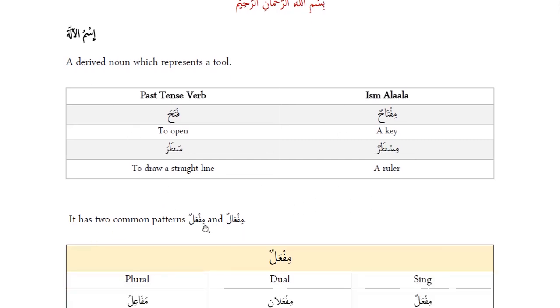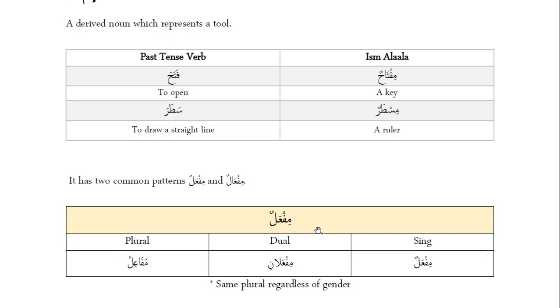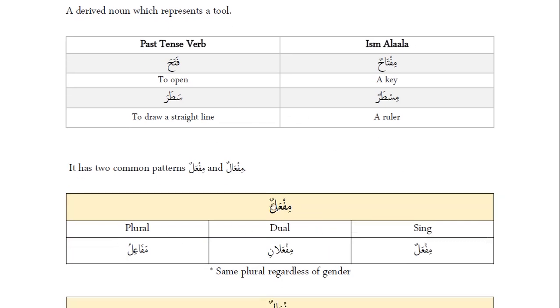So the two common patterns are mif'alun, which we see right here, and mif'alun, which we see right here. So as we take them through the conjugation, because they are nouns, mif'alun will look like this: mif'alun, mif'alani, mafa'ilun, right, as the plural. So it will have the same plural regardless of gender, right? So the feminine will look the same.